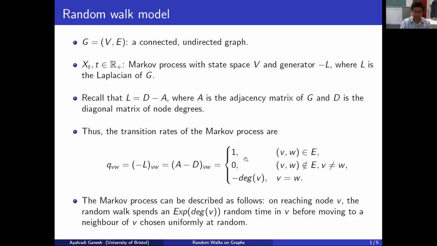And from a homework problem in your first or second homework, there are 2 things you showed. You showed that the minimum of independent exponentials is exponential with the sum of the rates. So the rates are all 1. There are degree V of them. The sum of the rates gives degree V. So the time until leaving node V, until one of these clocks rings, is exponential with parameter degree of V. So that's the distribution of the minimum of the independent exponentials.